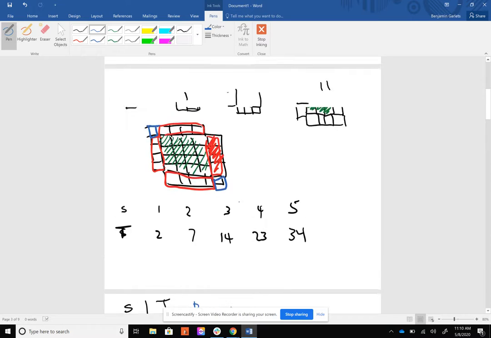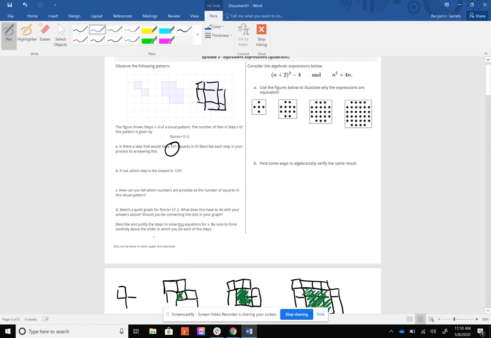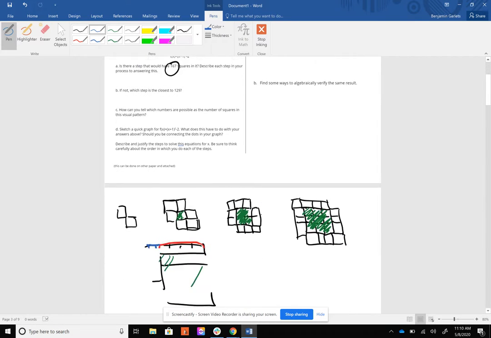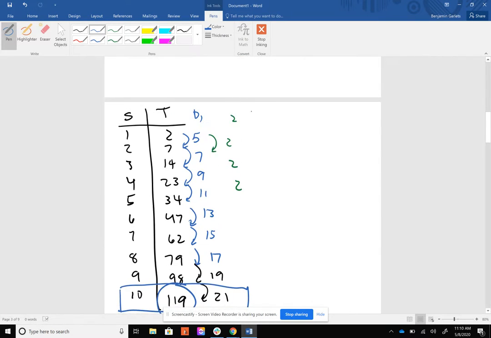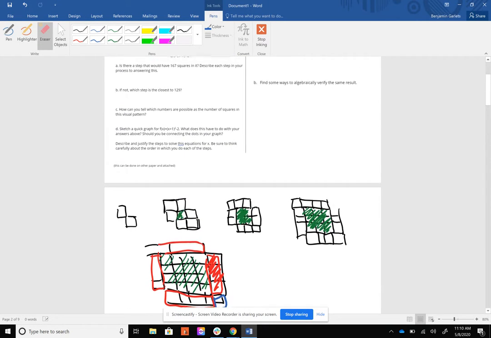So a little bit of that. How can you tell the patterns? Sketch a quick graph. Before we sketch a graph, I just want to talk about how we get these patterns and where they come from in the visuals. So I'm going to erase a little bit of this, some of the differences, and we're going to talk about this. I'm actually going to start at step 2.